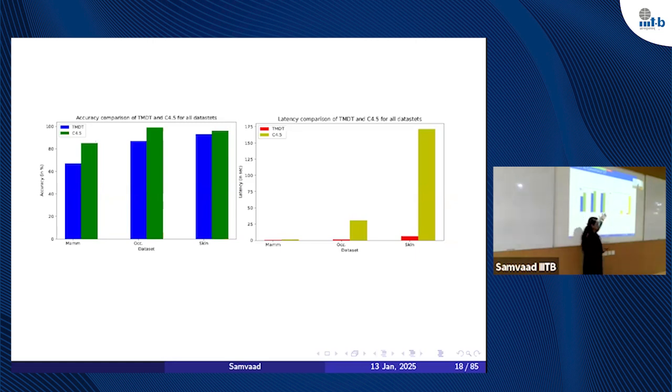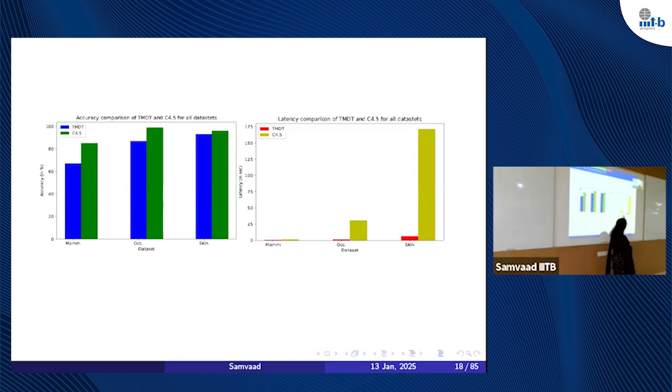So we can see that the accuracy was almost equal to C4.5 training. This comparison was done in Python. I implemented the algorithm first in Python, then I saw how many nodes we require. After that, it was implemented on hardware.